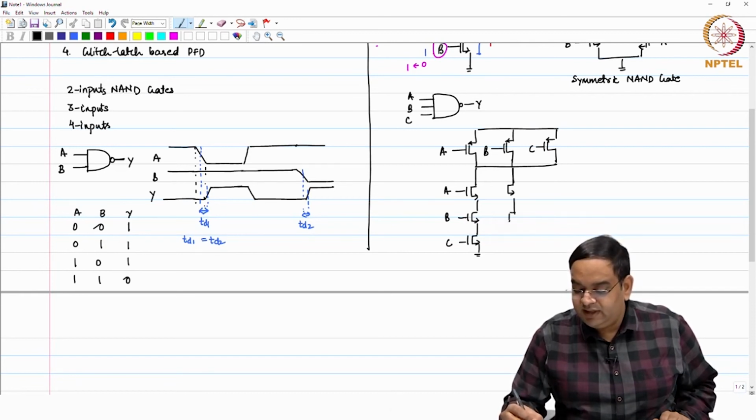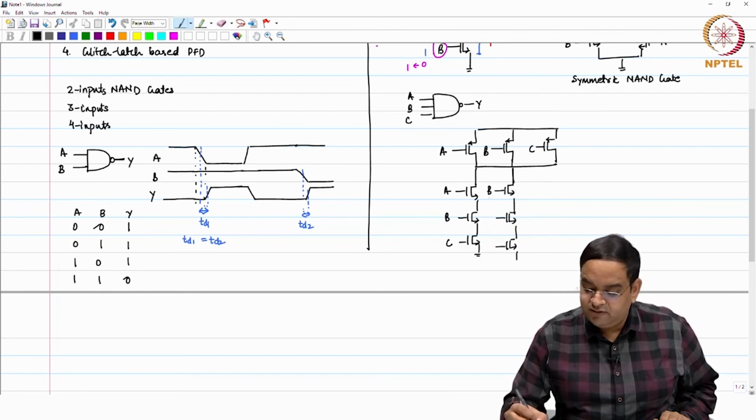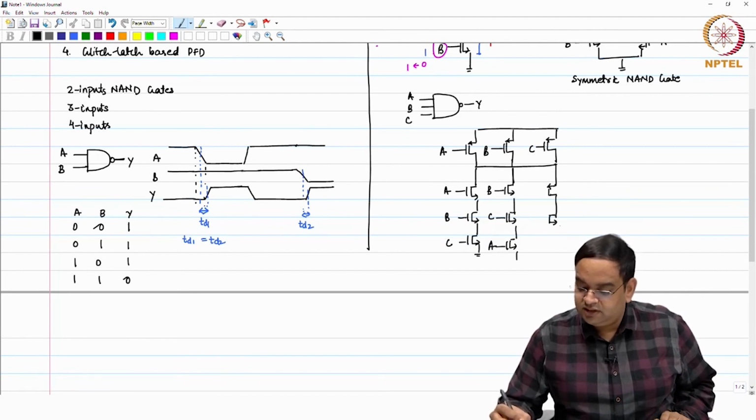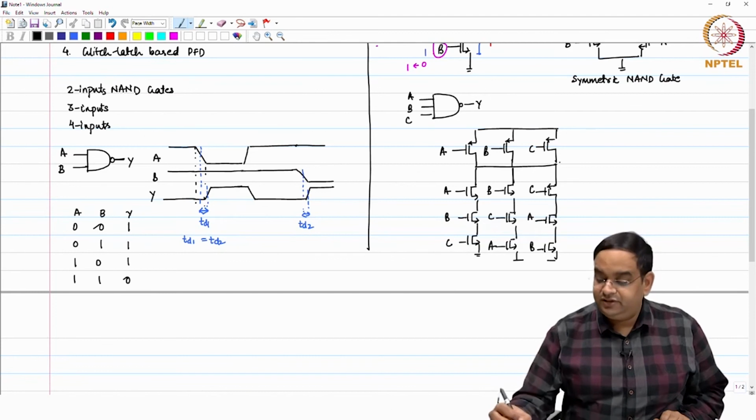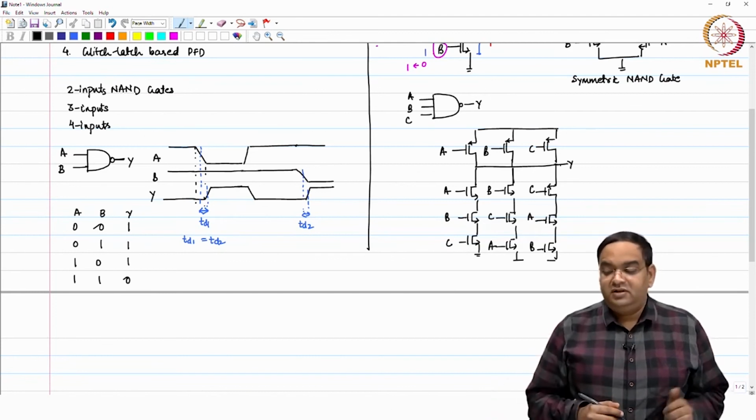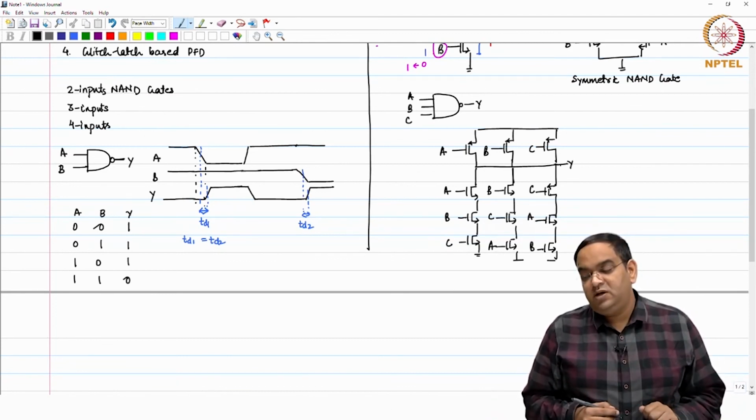So, in place of using that, I will try to use another one where I can have A, B, C. So, I will normally use B, C, A, and then C, A, B, so each transistor occurs at the same position in the branch once. Okay. So, you can do this, and this is your Y output. Similarly, you can do for 4 input NAND gates.